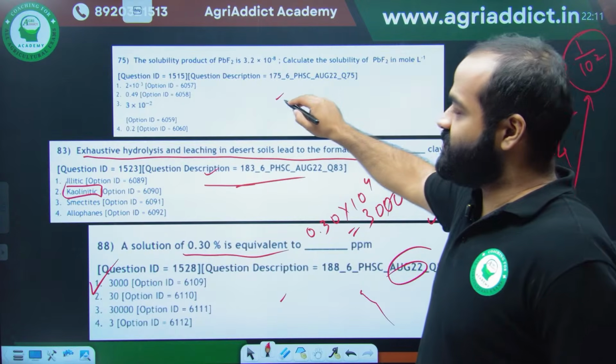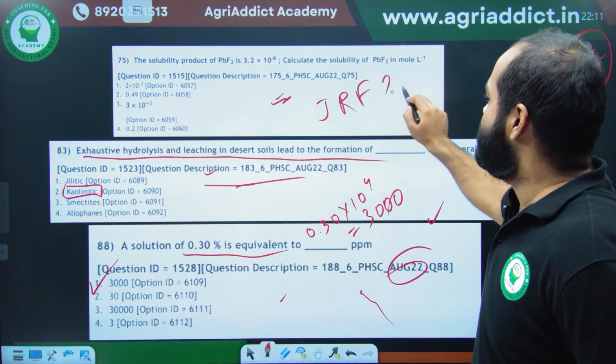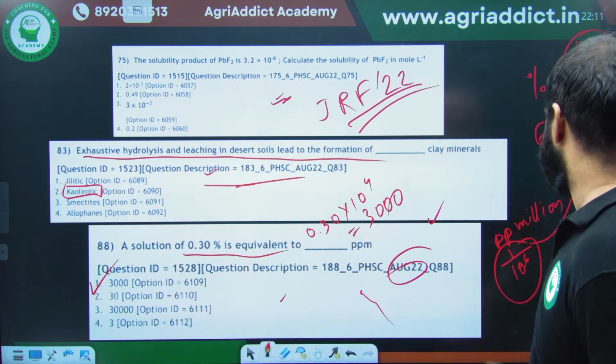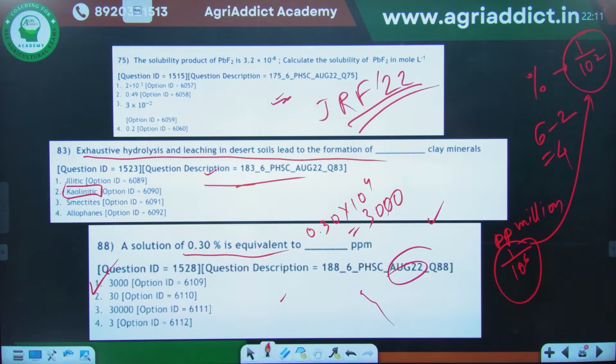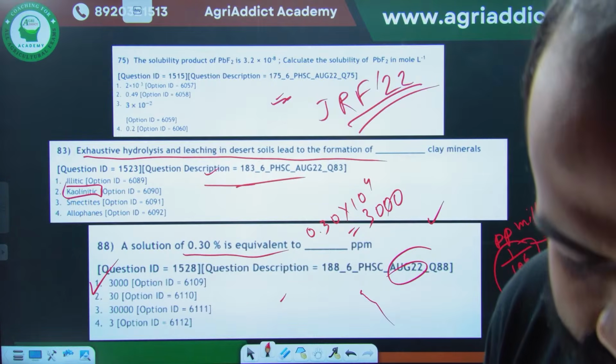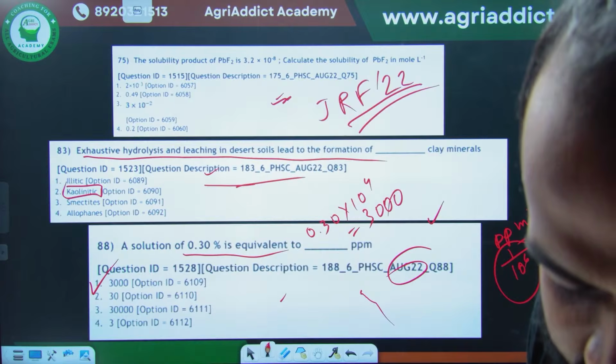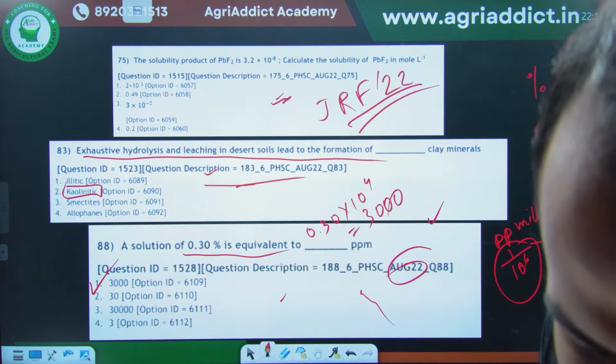Now we will come to this question. This question is also from JRF 22. Let's see if you can answer this. If you can answer this, I will be very impressed. Otherwise, I will have to solve it for you. No problem.